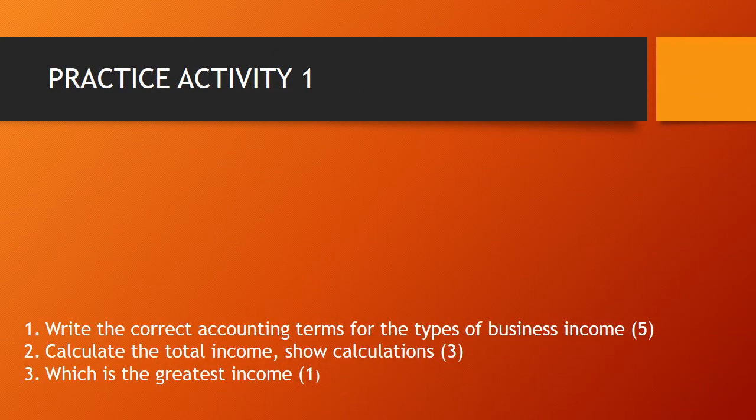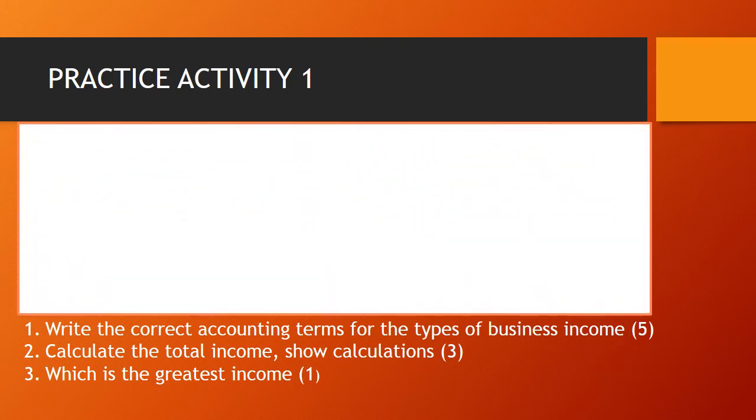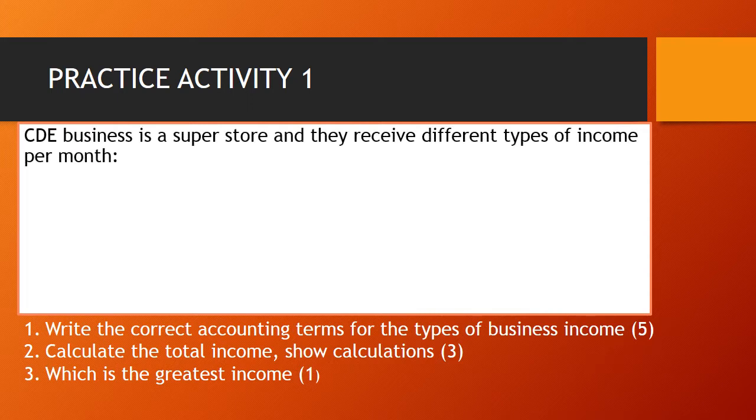Before we get started with practice activity 1, we said there are 5 types of business income. Remembering that business income is money that is received or earned by a business. There are 5 types of business income: rent income, interest income, sales income, current income, and lastly, commission income. So practice activity 1 is just a practice activity to really see if you understood these terms.